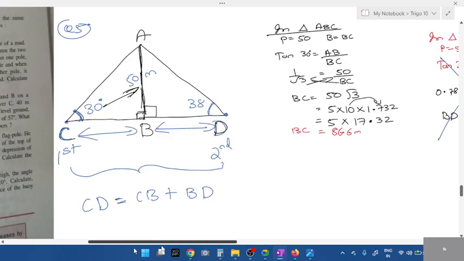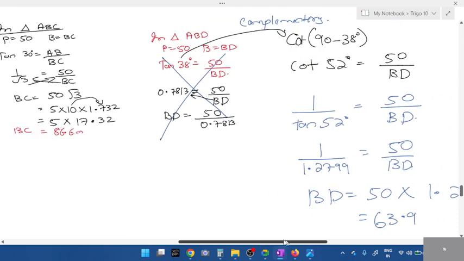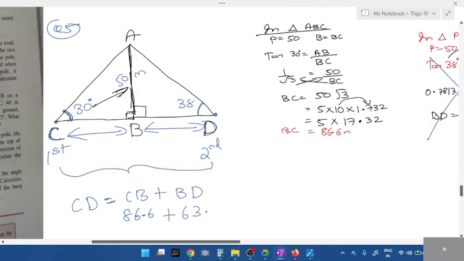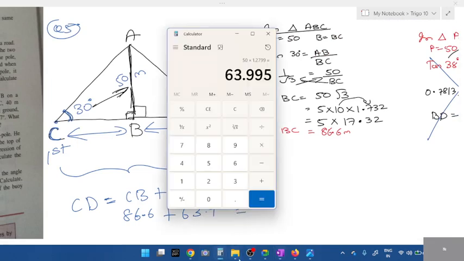So if I want to find the value of these two, what is the BC value we got? 86.6 plus what is BD? 63.9. Can you all check the answer in the textbook? What's the answer, students?